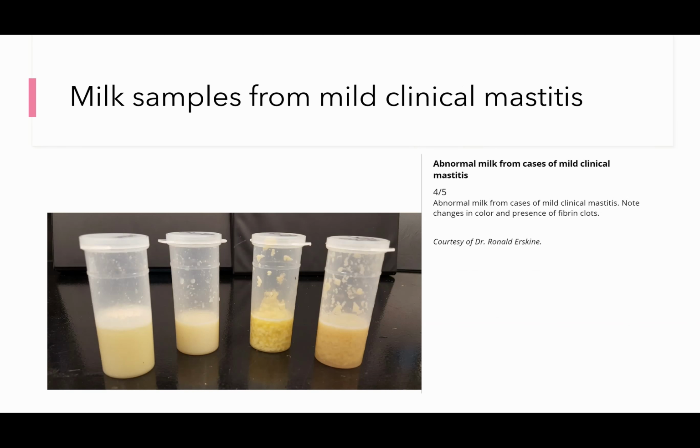Now this is showing samples from a cow with clinical mastitis. You can see mild to clinical. You can see it starts getting foggy, milky. There's some infection, and the milk will then even start to form these fibrin clots.